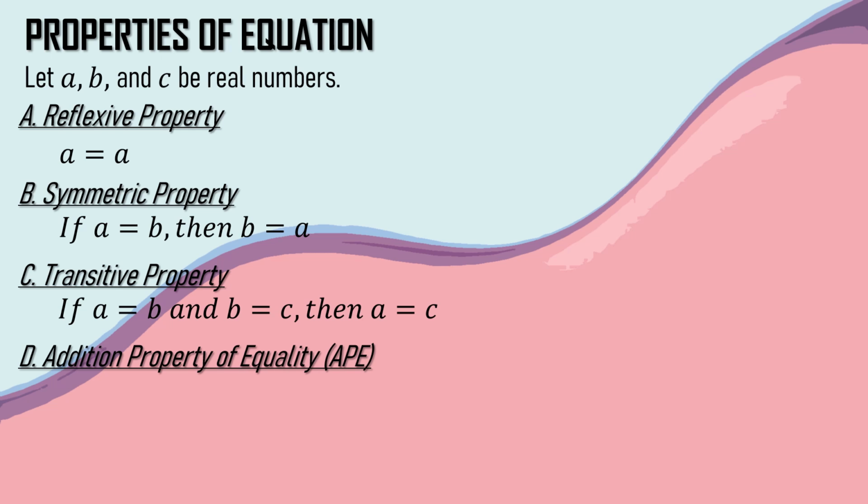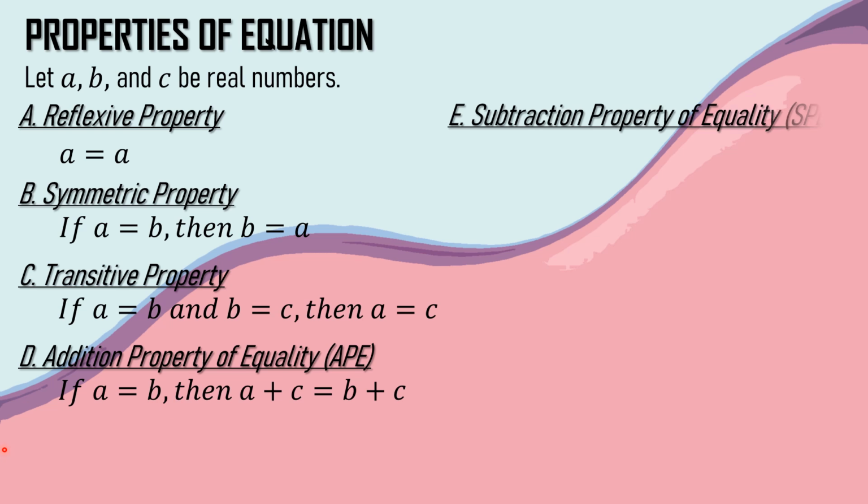Next, the addition property of equality, or yung tinatawag nating APE. If A is equal to B, then A plus C is equal to B plus C. Meaning, kung nag-add tayo ng C sa letter A, ganun din ang gagawin natin sa right side ng equal sign or sa letter B.